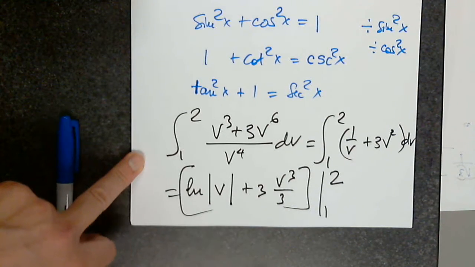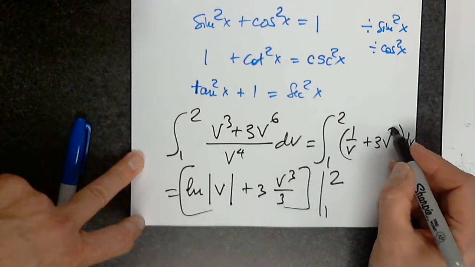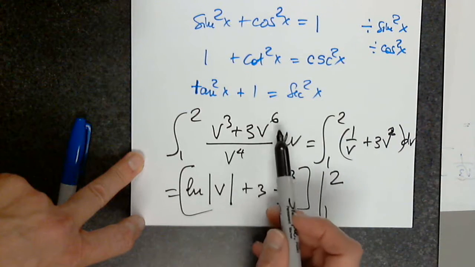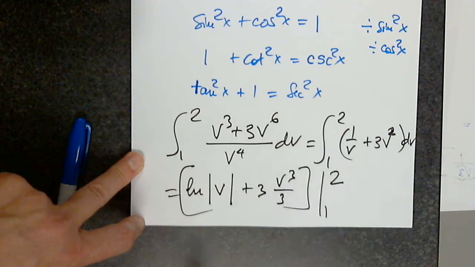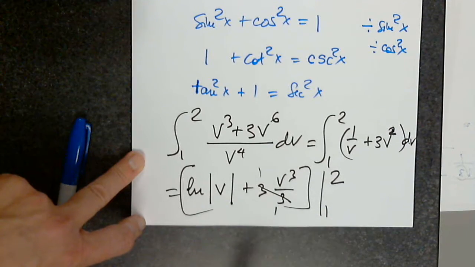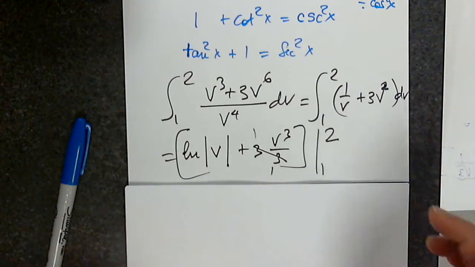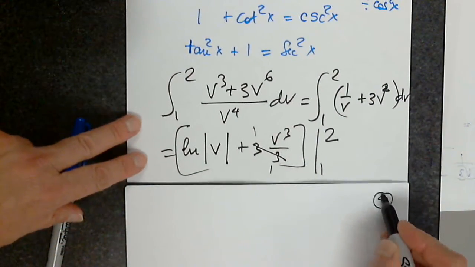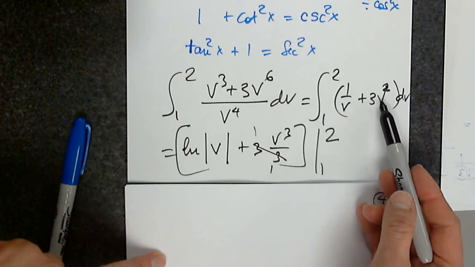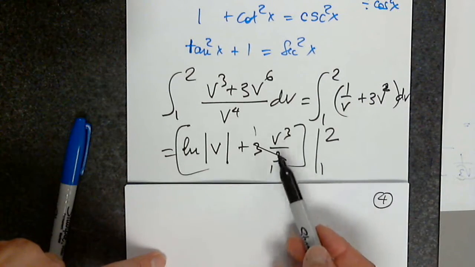Is that okay so far? You said v squared. 6 minus 4 is 2, so it's v squared. And the other one, you divided v to the third with v to the fourth, which is 1 over v, which is the natural log. Where did you get v to the third power over 3? I integrated 3v squared, which gives 3v to the third over 3.